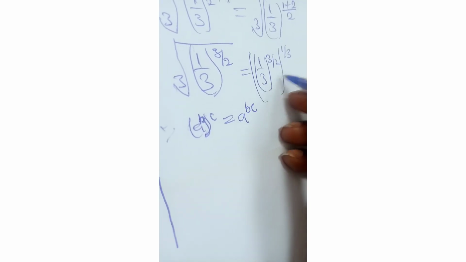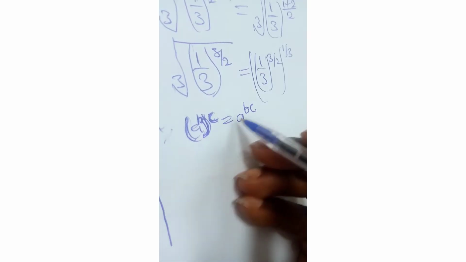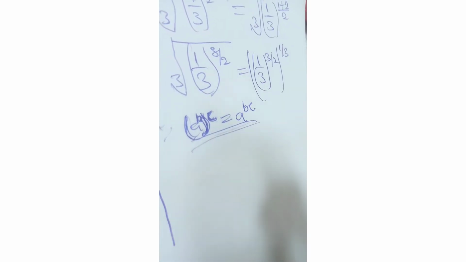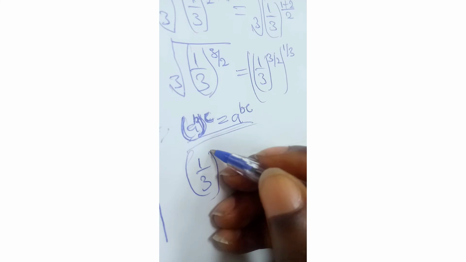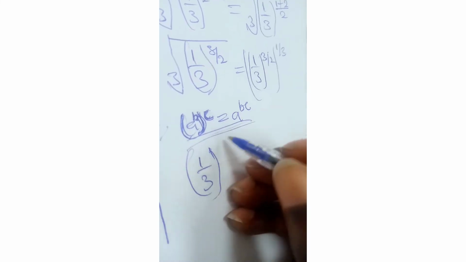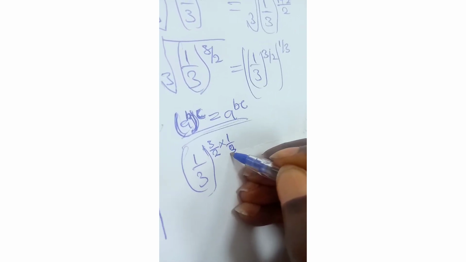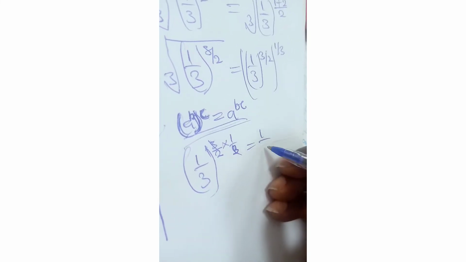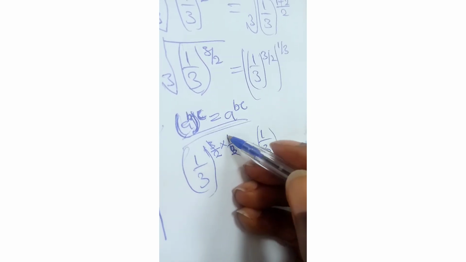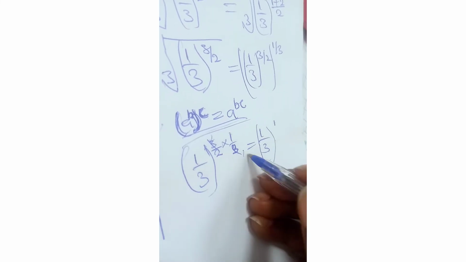So, let's apply the principle that we use here to solve this place. Then we are going to get 1 over 3, all in brackets, raised to power 3 over 2 times 1 over 3. Is that clear? Now 3 will cancel 3, then you are left with 1 here, 1 here. That 1 times 1 we have 1. Then 2 times 1 we have 2.